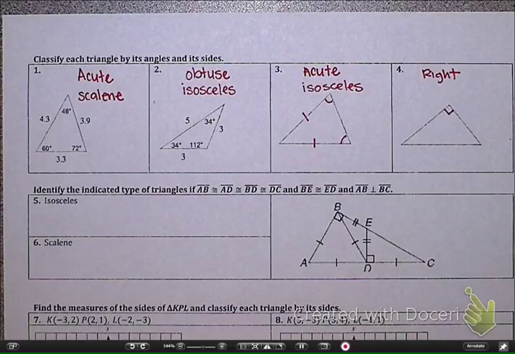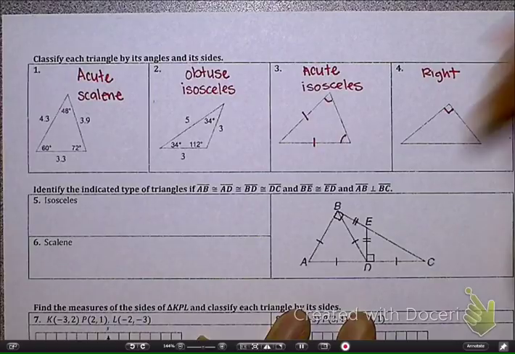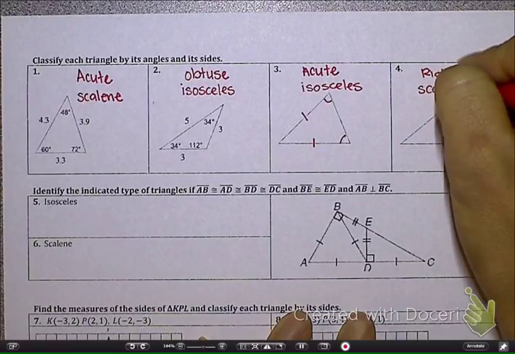Now, are any of the sides there marked congruent? No, there's no markings. So if they're not marked congruent, you cannot assume that they're congruent, so we're going to assume they're all different. So what will it be? Scalene. Okay?